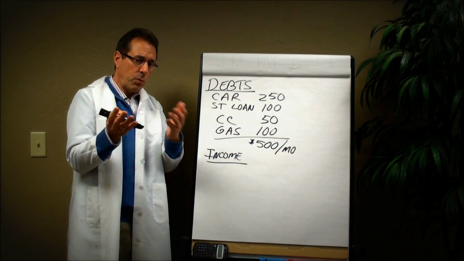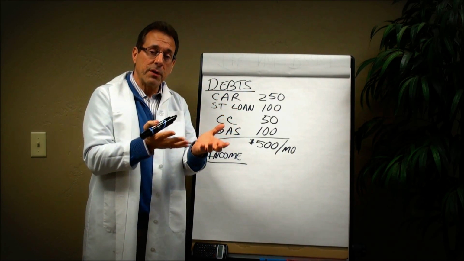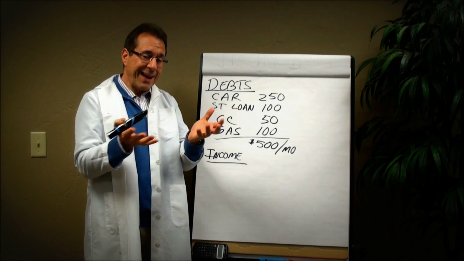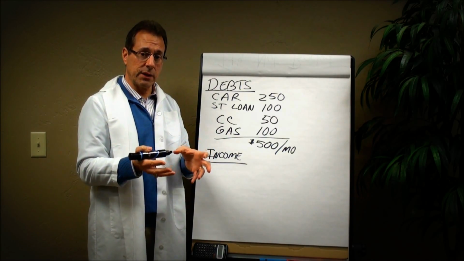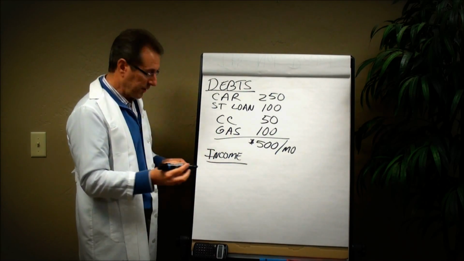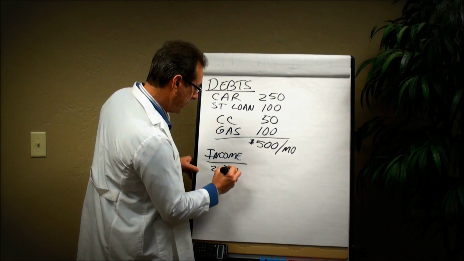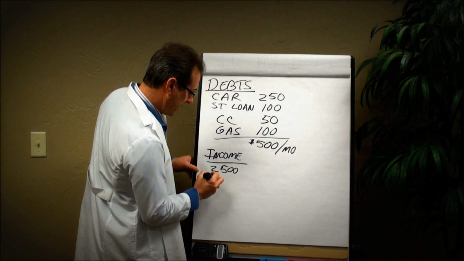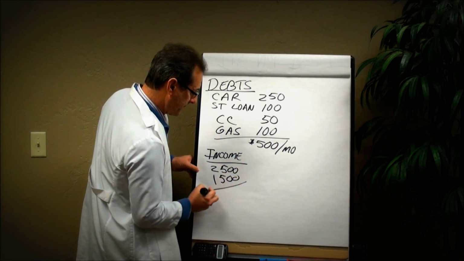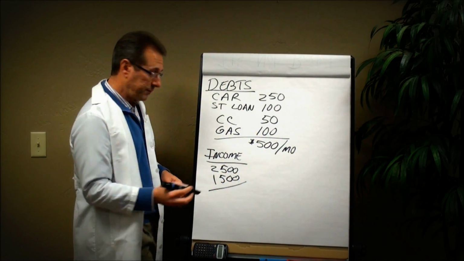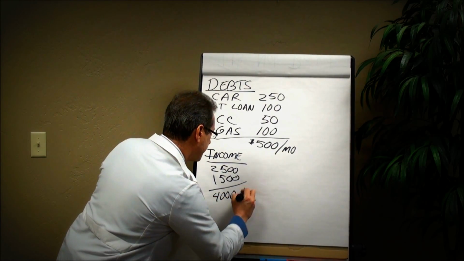If you have a husband and wife and they're not both going to be on the loan for whatever reason, you can't count both their incomes. You can only count the income of the person on the loan. So let's say realistically, one person's income is $2,500 per month, and the other person's income is $1,500 per month. That gives you a total of $4,000 per month.